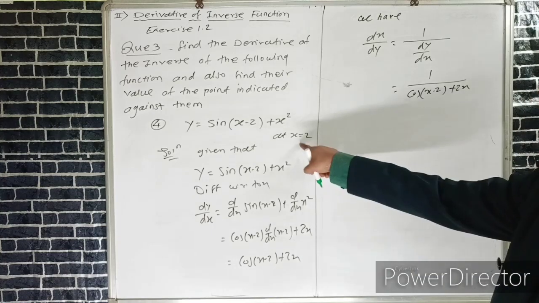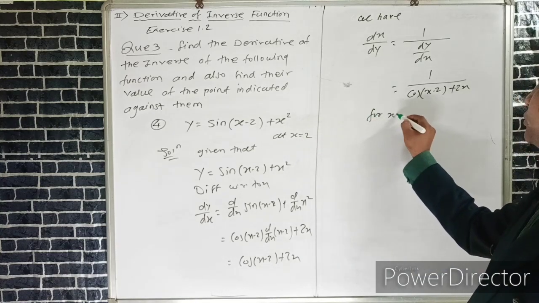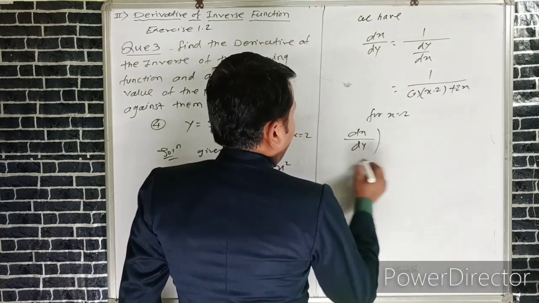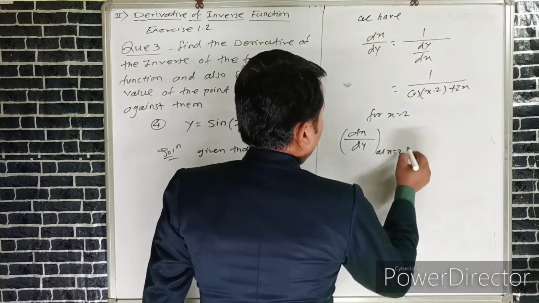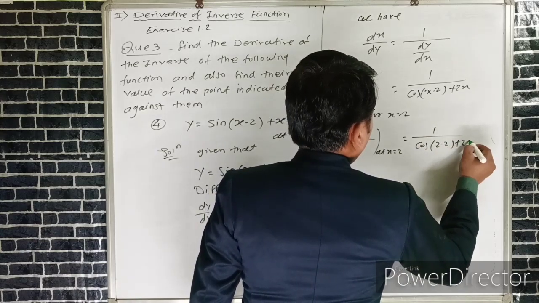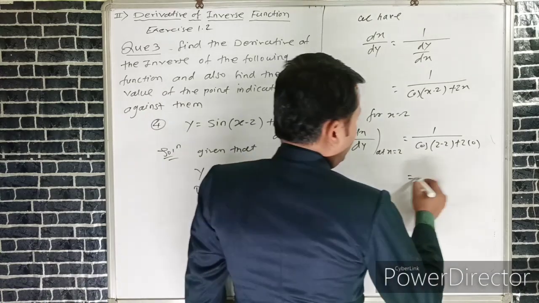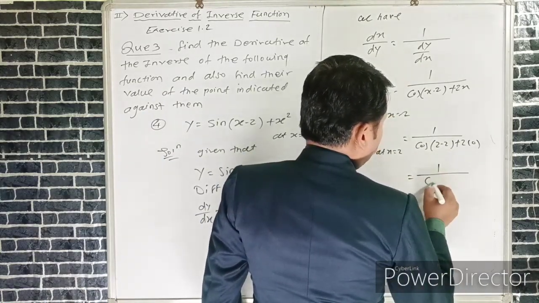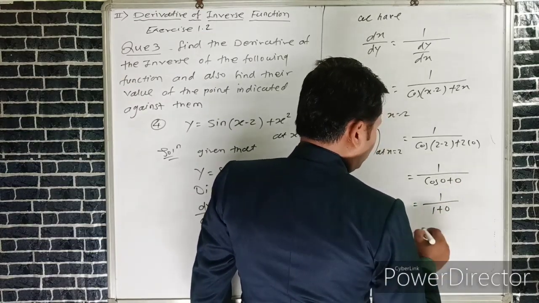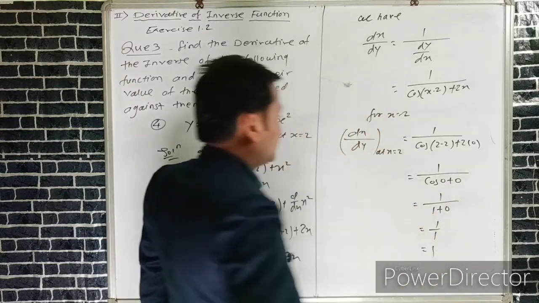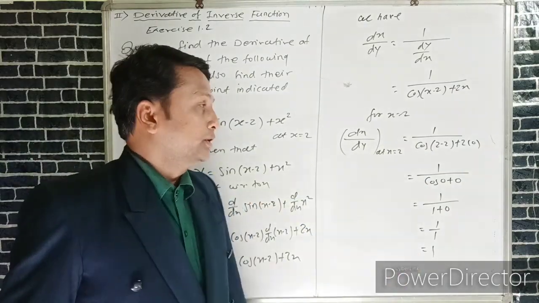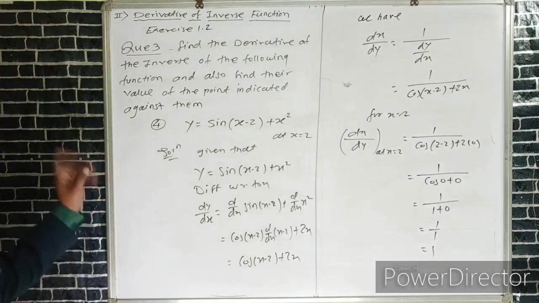We have to find the derivative at x = 2. Then dx/dy at x = 2 is 1/(cos(2 - 2) + 2 into 0). 1 upon cos(2 - 2), which is cos 0, plus 0. The value of cos 0 is 1. 1 plus 0, 1 by 1. Hence, the derivative of x with respect to y at x = 2 is 1, which is the required value at the indicated point.